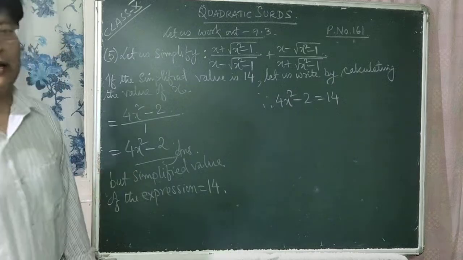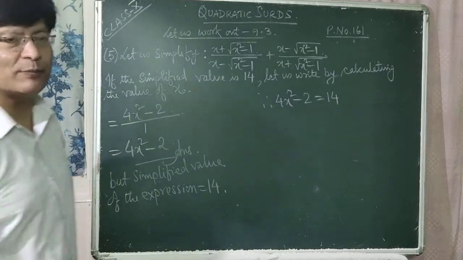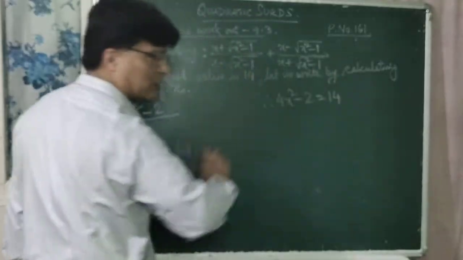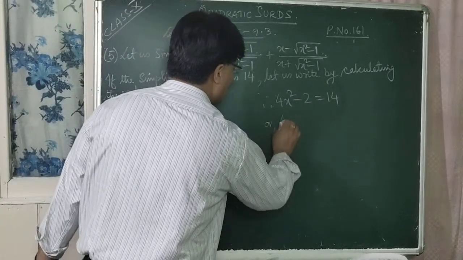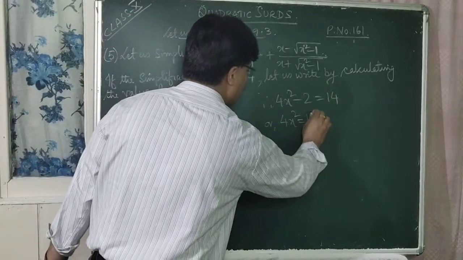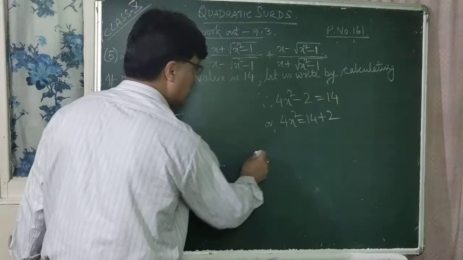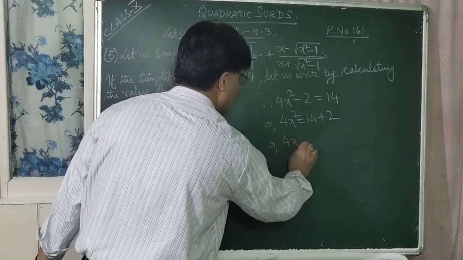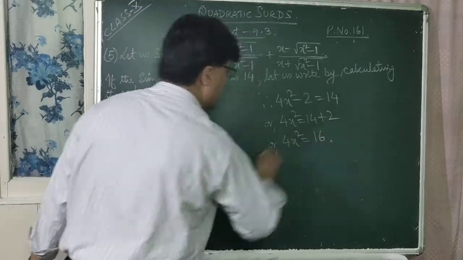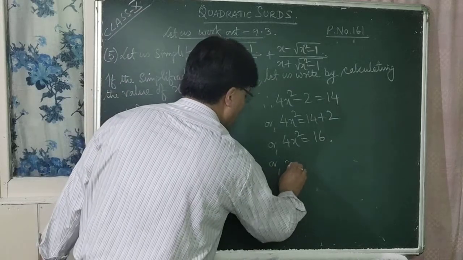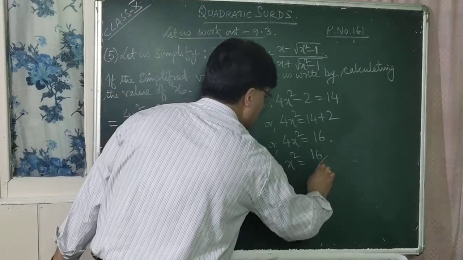So 4x square minus 2 is equal to 14. Now let us get the value for x. Now you know how to simplify it. Minus 2 constant term, take it to the right hand side, or 4x square is equal to 14 plus 2, right? Or this is 4x square is equal to 14 plus 2, that is 16. Or what is x square is equal to 16 by 4.